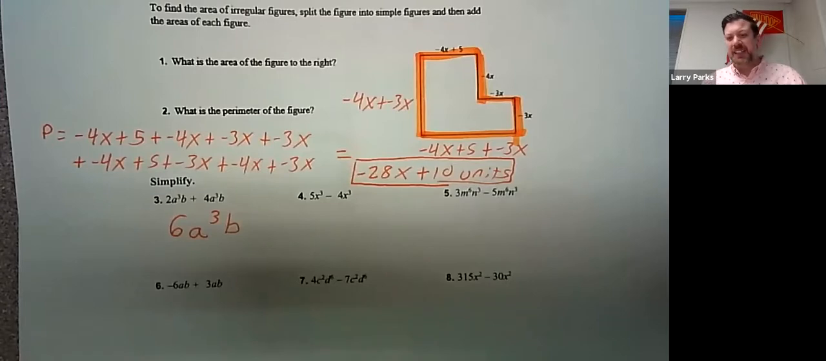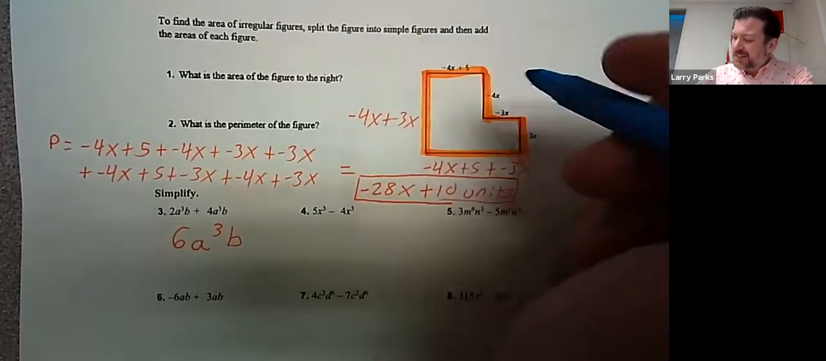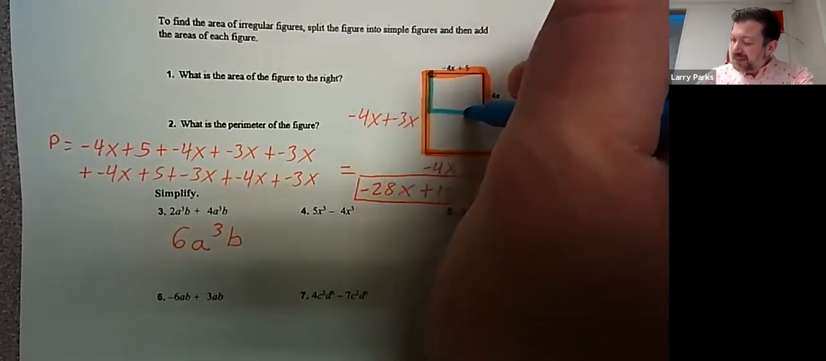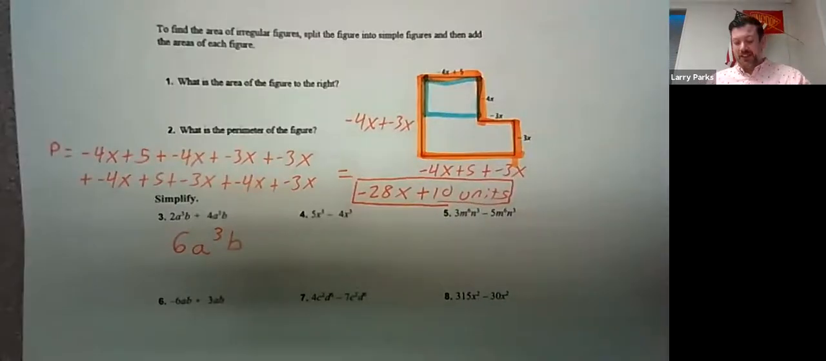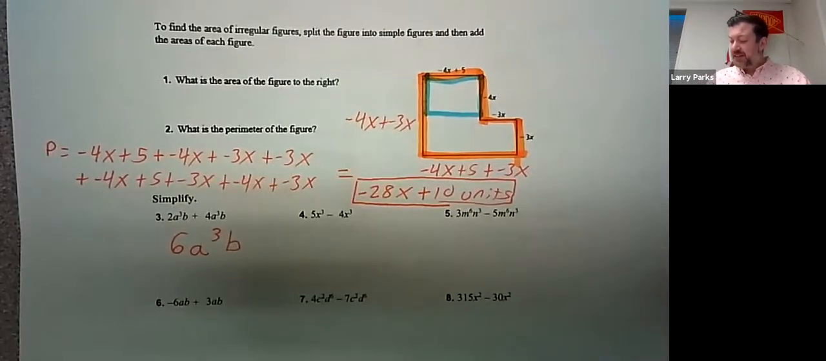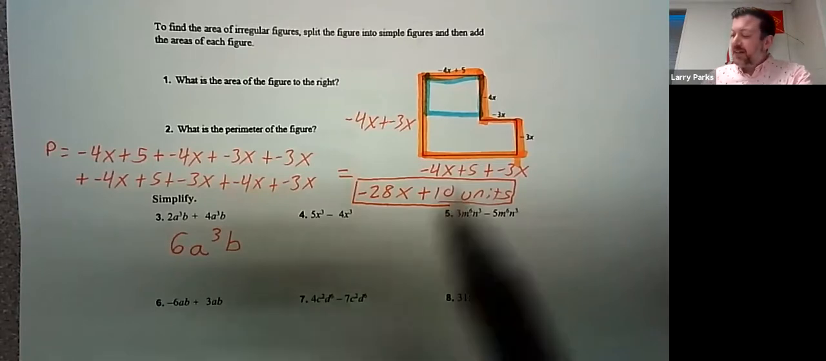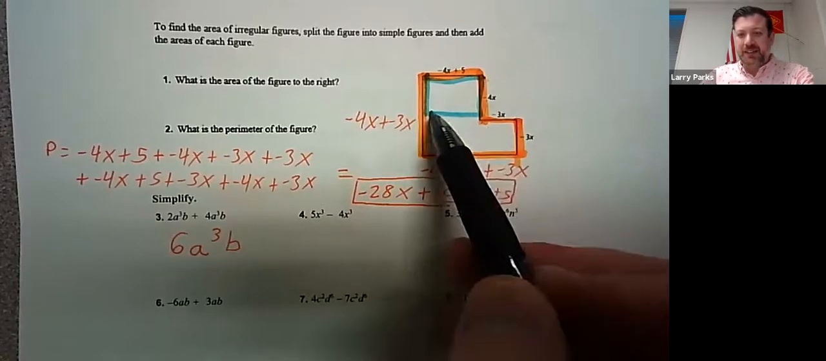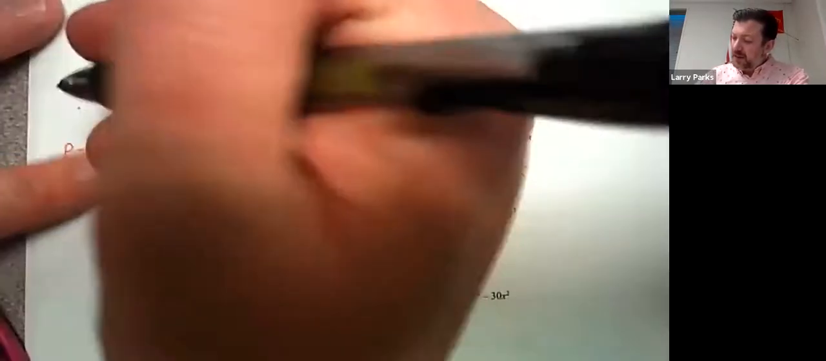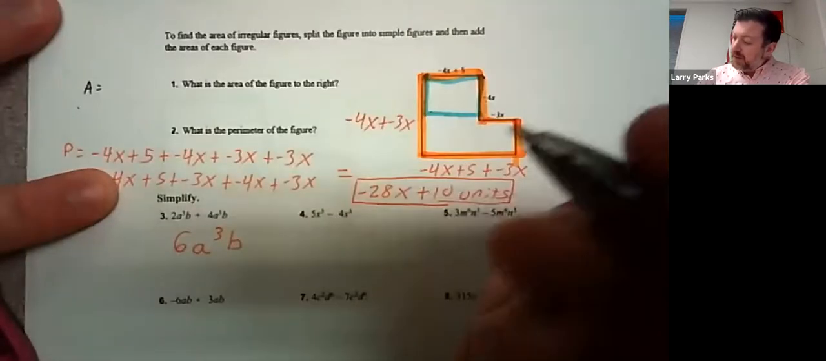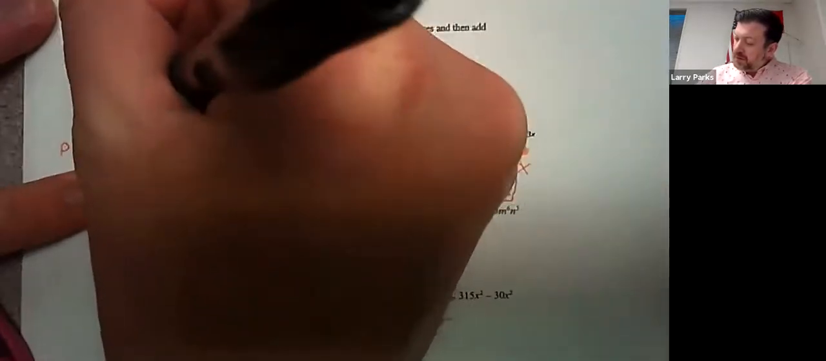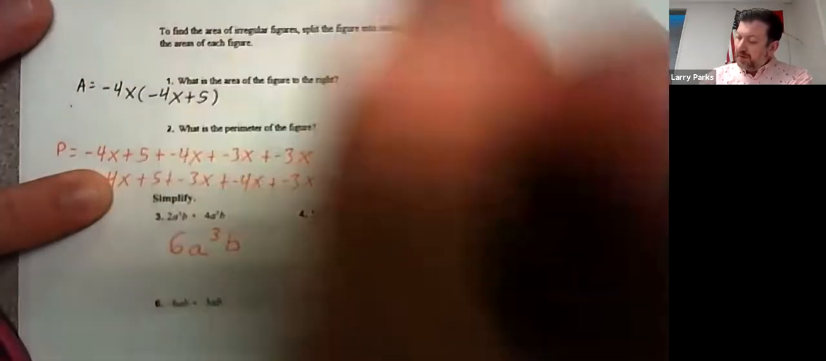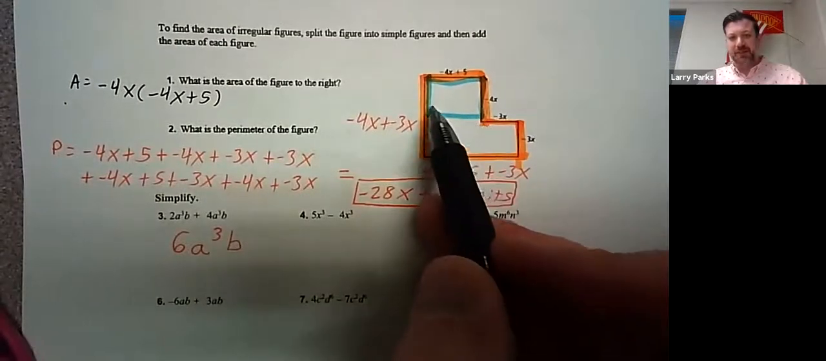Now area is a little bit easier. Well, actually it's harder, but you break it into shapes. So let's do this one first. So to find the area of that shape, I would take negative 4x plus 5 times negative 4x to find this area. So if I take this times this, that will be this area.